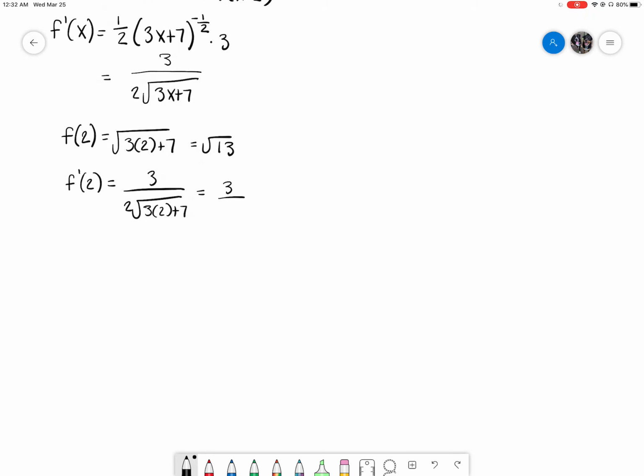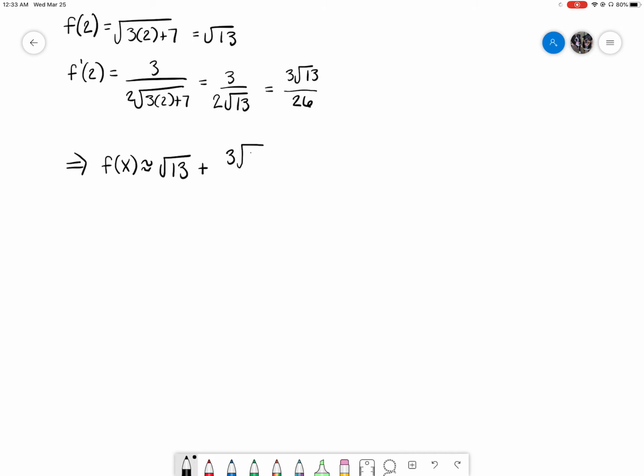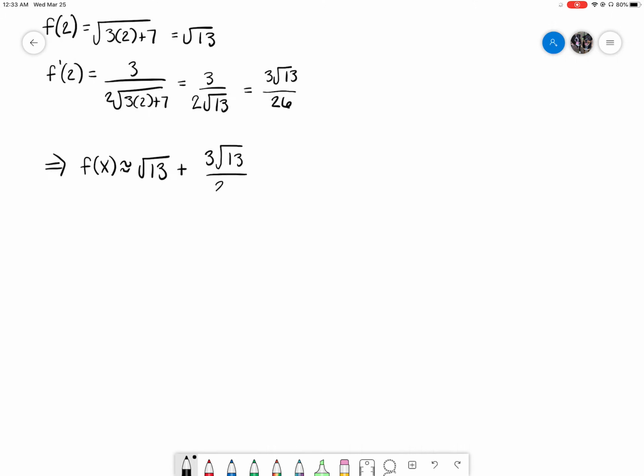So that gives me 3 over 2 times the square root of 13, but we don't like having square roots in the denominator, so I'm going to get rid of that. The way I do it is I multiply both the top and the bottom by the square root of 13. So I end up with 3 times the square root of 13 over 26. Putting that all together, f of x is approximately the square root of 13 plus 3 times the square root of 13 over 26 times x minus 2.